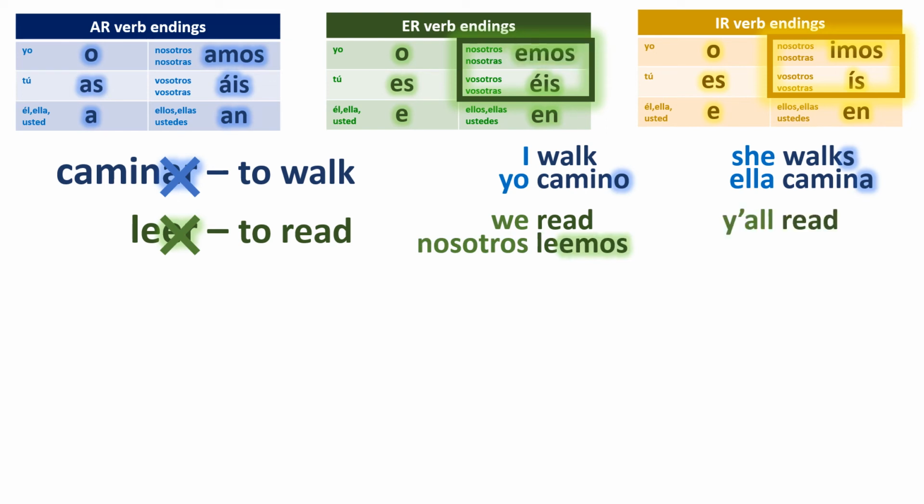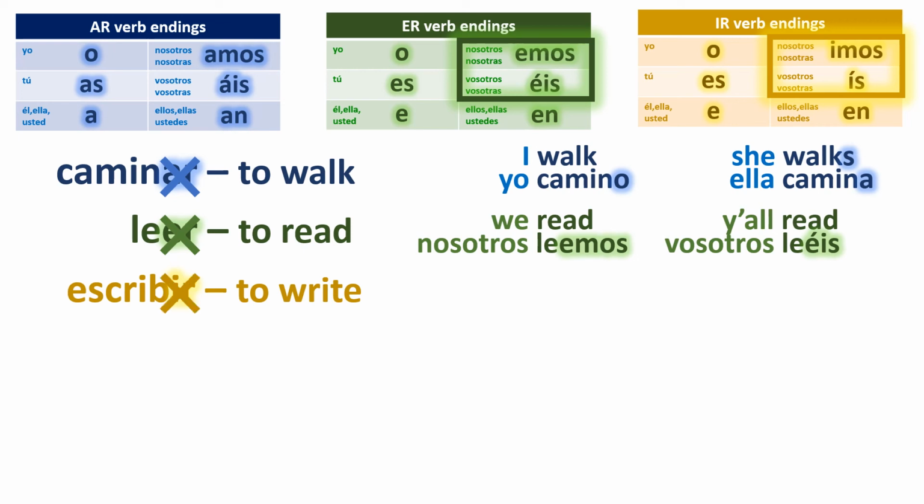Y'all read. We will use the vosotros form here. The vosotros ending for ER verbs in the present tense is éis. Vosotros leéis. Escribir is to write. Escribir is an IR verb. The first step to conjugating a verb is to take off the ending, so we must take off the IR. The stem or the root is escrib.